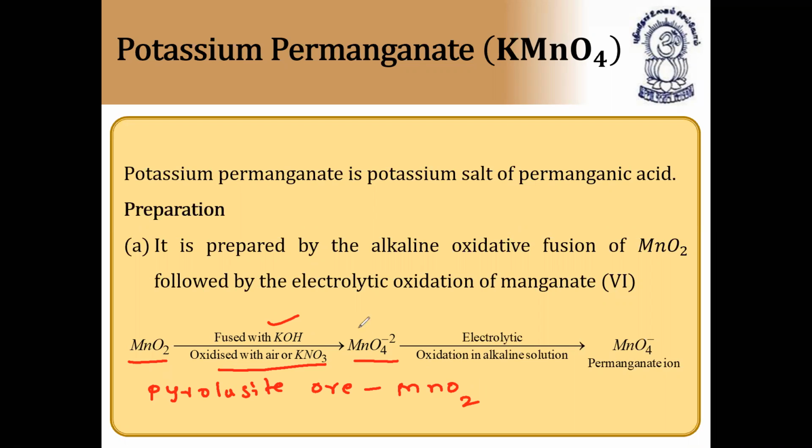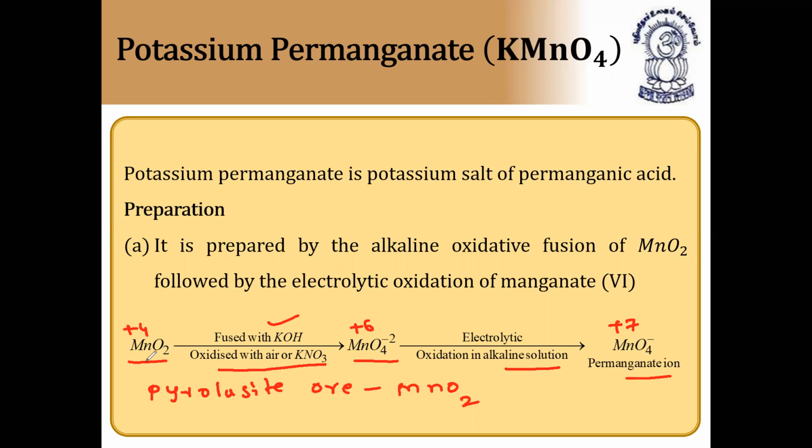The oxidation state of manganese in this is x minus 8 equal to -2. So here it is +4 and here it changes to +6, because it is the manganate ion. So x minus 8 is equal to -2, so it becomes +6. On electrolytic oxidation in alkaline solution, it forms the permanganate ion. Permanganate ion means it changes to the +7 state.